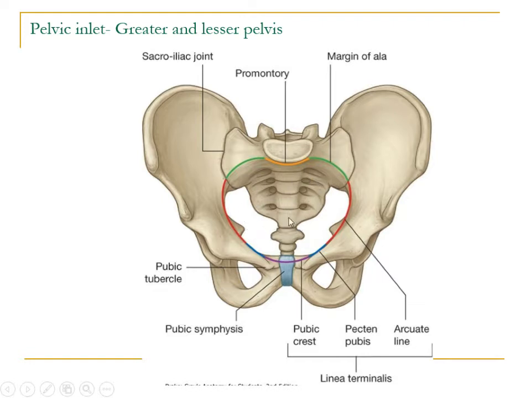Lying inferiorly, it is the lesser pelvis, and lying superiorly, it is the greater pelvis. So this greater pelvis is also known as the false pelvis because it contains the abdominal viscera, and it is not completely formed by bony landmarks.